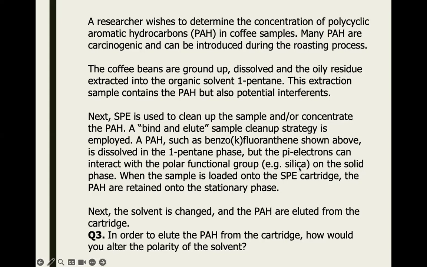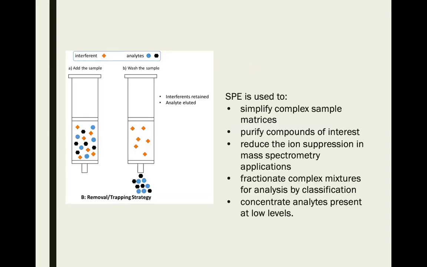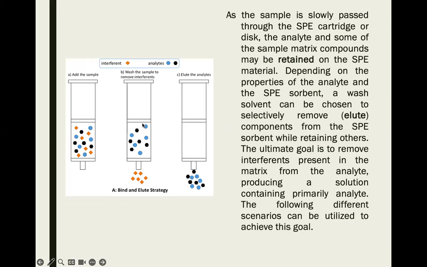So you have to make sure about the structure, whether it will interact well with the adsorbent. So what happens is this is bind and elute, right? So now the PAH, the blue analyte, is the one that we want to trap inside the SPE, the solid phase adsorbent.